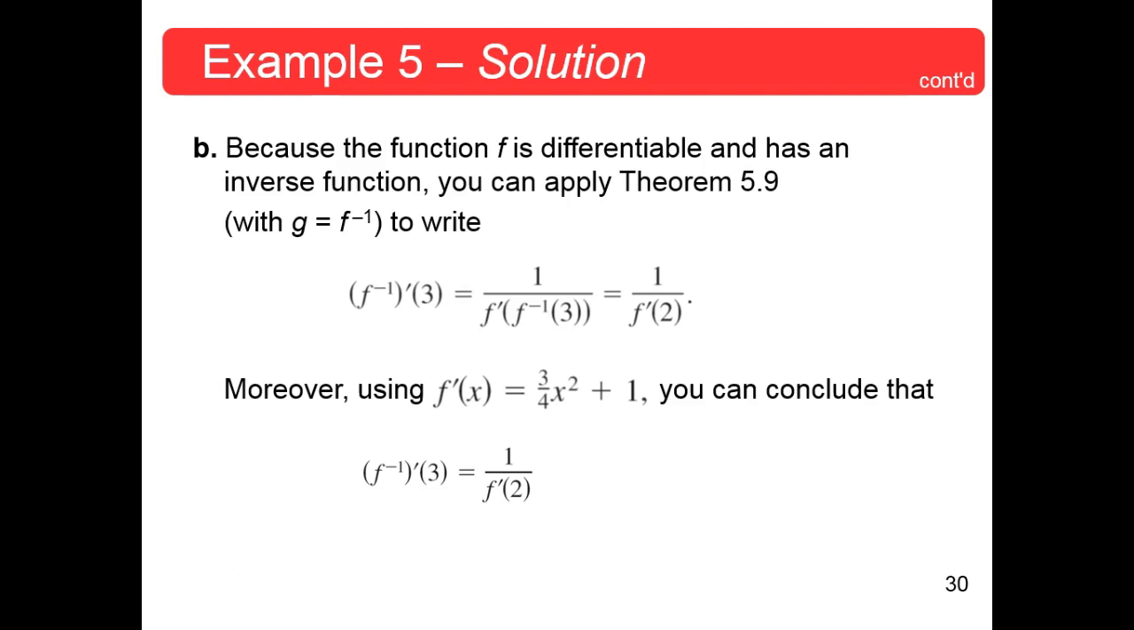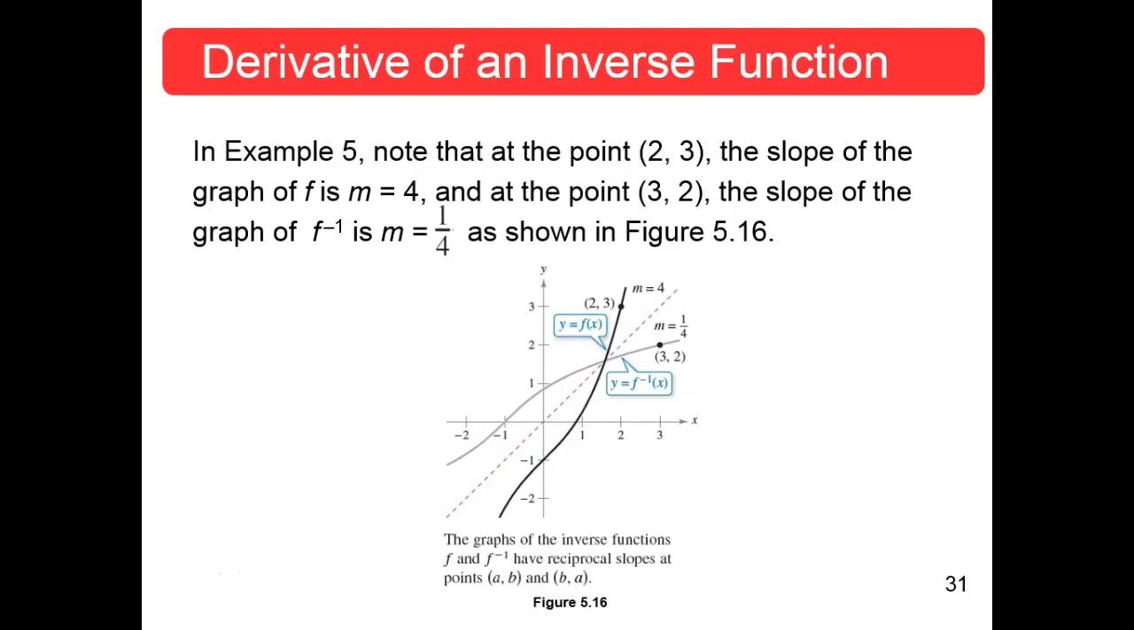We had already done that to determine that it's strictly increasing because this is always positive. Just plug in 2 for this, and that would give you 2 squared is 4. That would be 3 plus 1 is 4. And that would be 1/4. 1 over 4 is 1/4.